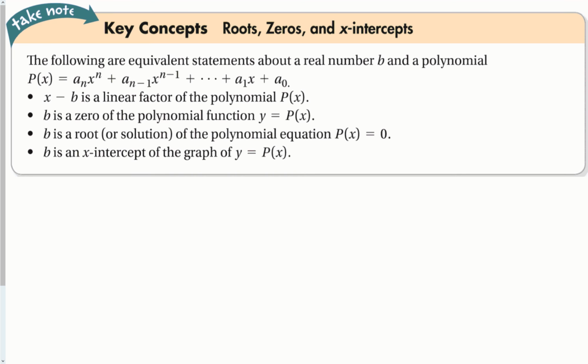So, the following are equivalent statements about a real number being a zero of a polynomial. A lot of people can get some of this terminology mixed up. If you have a polynomial equation, remember there's our equation for a polynomial, then x minus b is a linear factor if you factor it out to x minus b. Not only is this a factor, but b is a 0, a root, a solution, and the x-intercept of the graph.